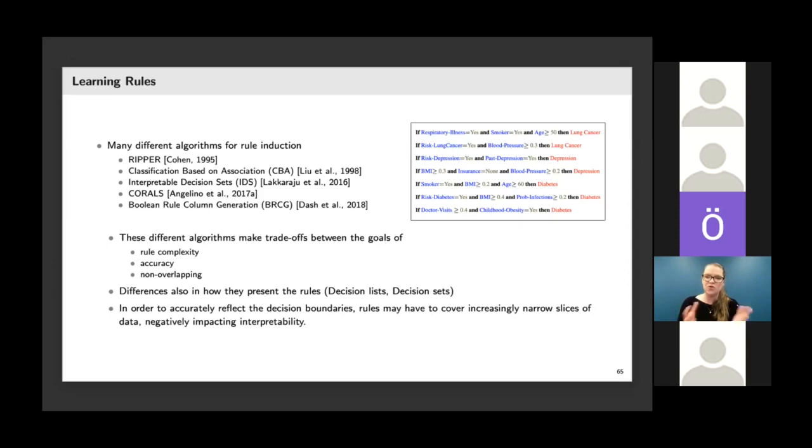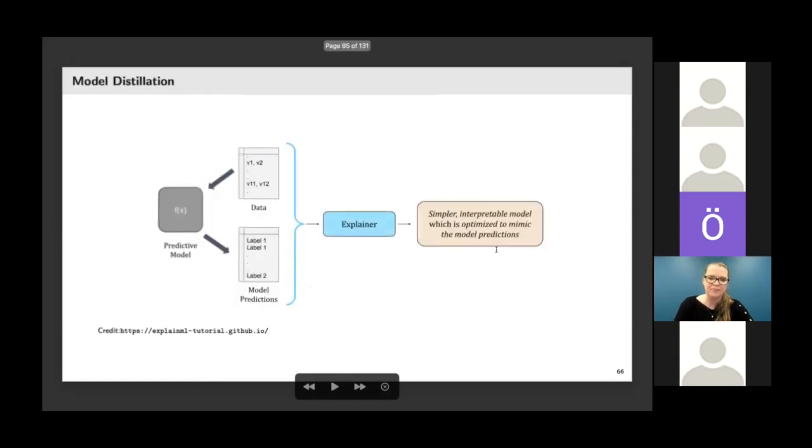Here, let's just assume that we have a mechanism for generating rules and that this is something that we're going to be able to allow the user to interact with to influence in some shape or form. The reality is that in order to become more accurate and really accurately reflect the decision boundaries, it could be that the rules might have to become more and more complex in order to cover narrower slices of the data, which might end up negatively impacting interpretability.